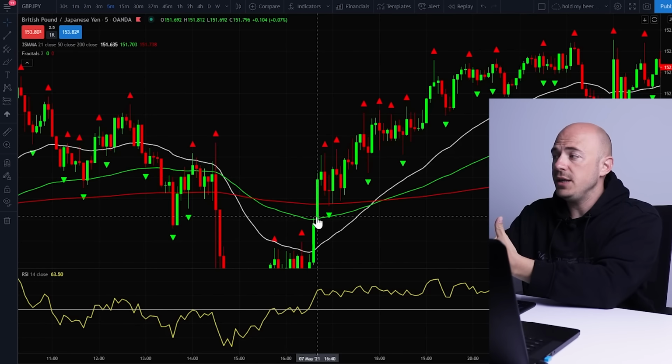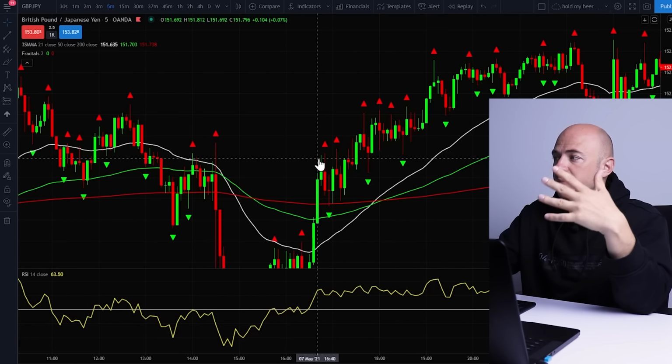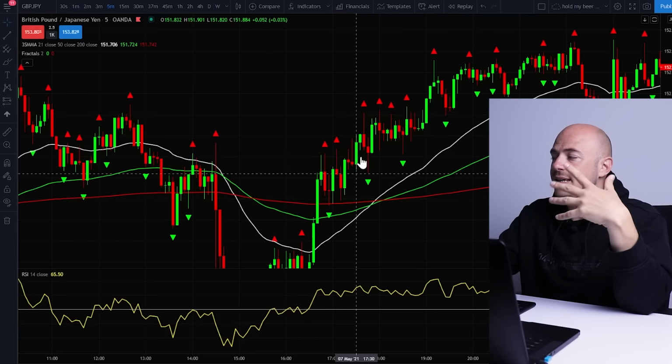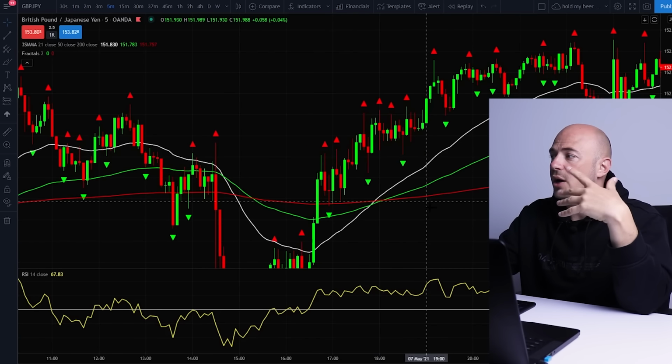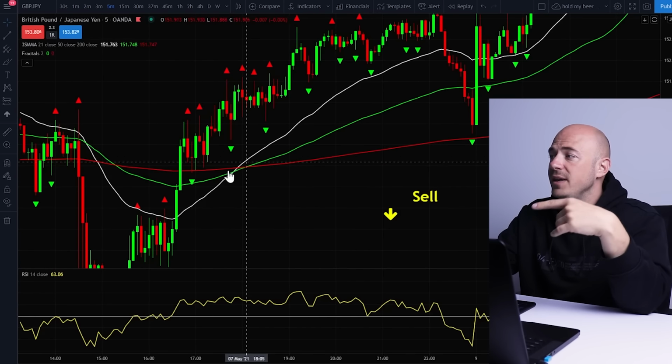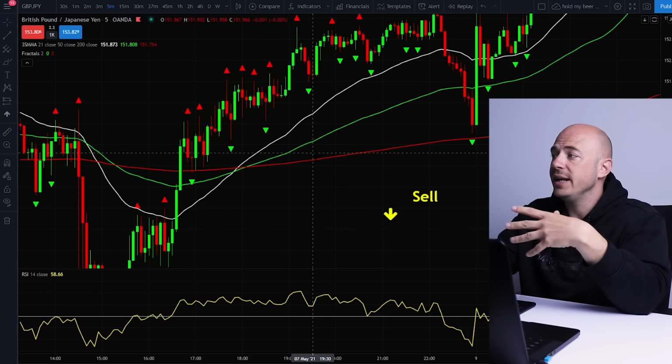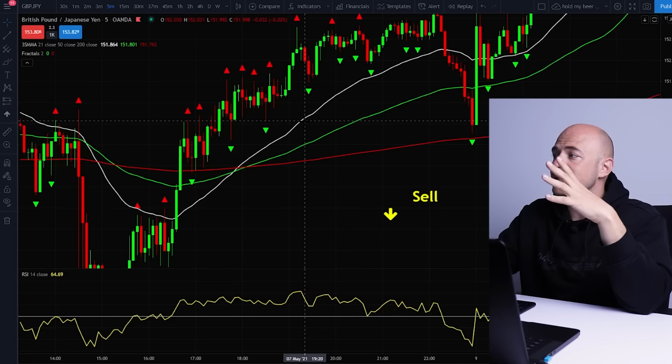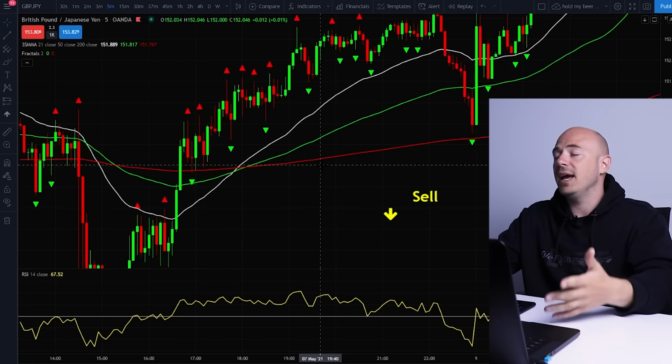So this is GBP JPY. Once the price breaks above the 200 and starts retesting it as support and continuing to go up, these two other subsequent moving averages, the 21 and the 50, cross over and start trading above the 200. So everything is lined up. We have the 21, the 50, and the 200.